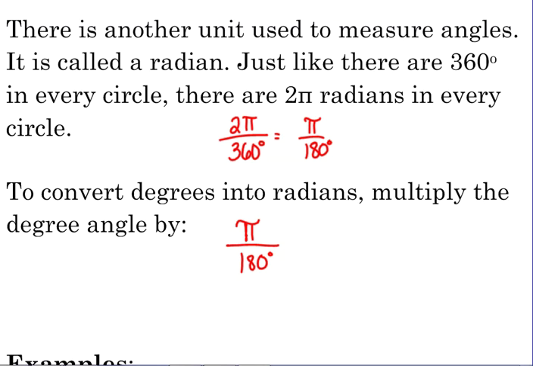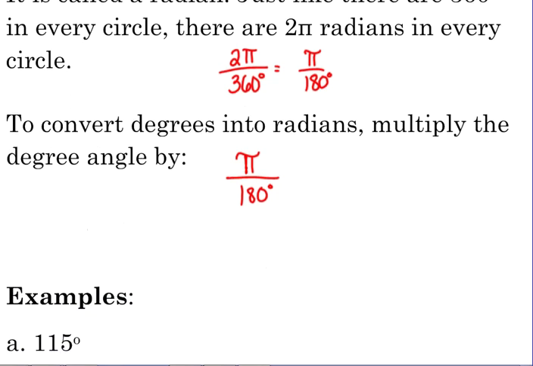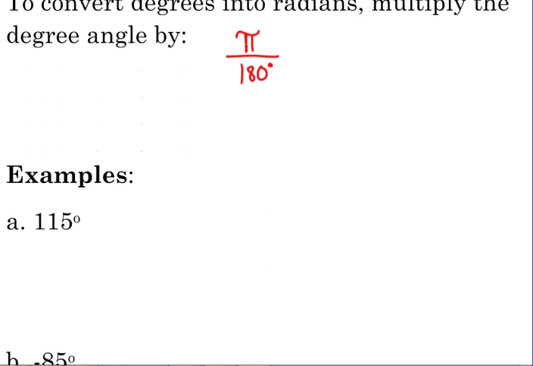Or another way of looking at it is we have degrees, we want to get rid of degrees. So our degrees, 180 degrees, goes on the bottom. Okay, so it is as simple as multiplying by pi over 180. But here's the deal. When you put it into your calculator, you don't put the pi in there. Because if you put pi in there, it's going to give you a decimal value that it will not convert back into a fraction.